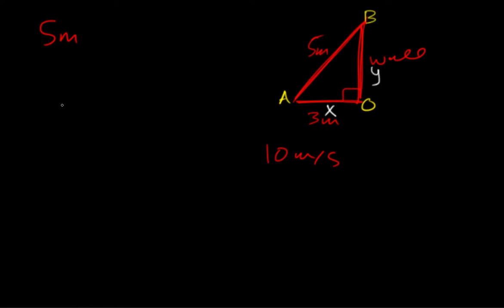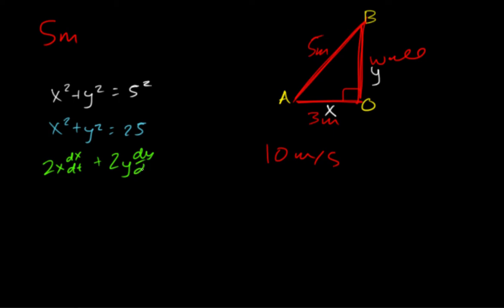And we can use Pythagorean theorem to say x squared plus y squared equals 5 squared. So x squared plus y squared equals 25. And then we want to take the derivative because we're trying to do the rate, with respect to t. So the derivative here is 2x dx/dt plus 2y dy/dt, and then the constant will just be 0.